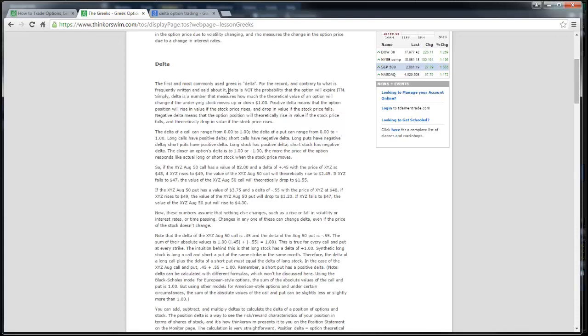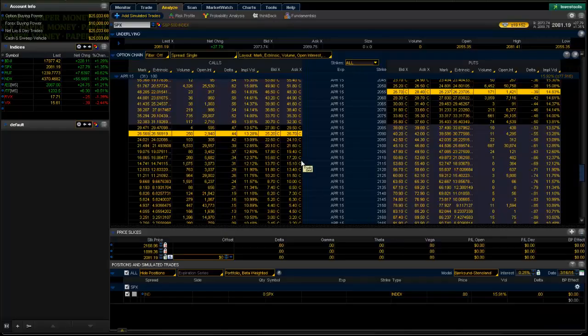So it says right here in big bold letters, delta is not the probability that the option will expire in the money, all right? Delta is simply put the theoretical value of how much the option will change if the underlying stock moves up or down $1. All right, that's it. Period. Simply stated. End of story. So you will see right off the bat, call delta is always going to be a positive number. Put delta is always going to be a negative number.